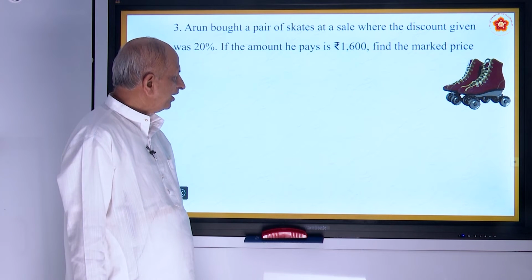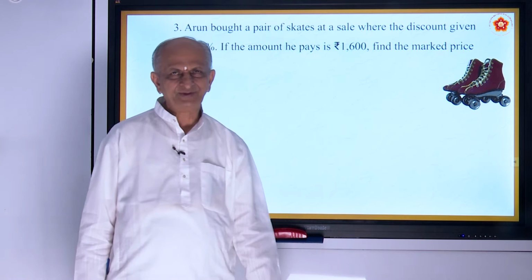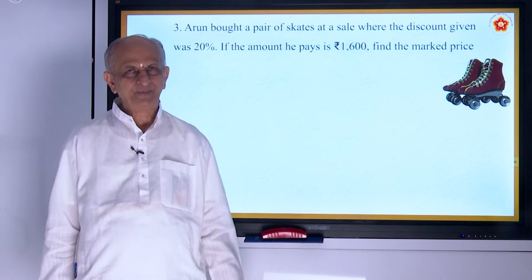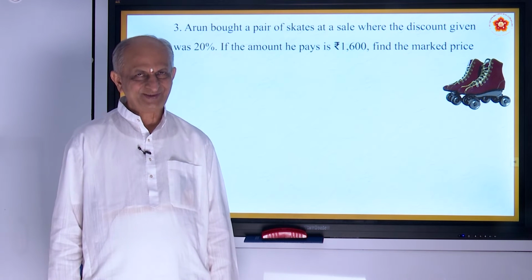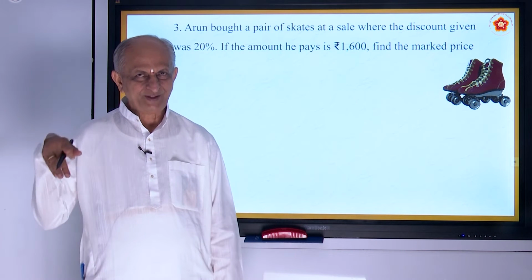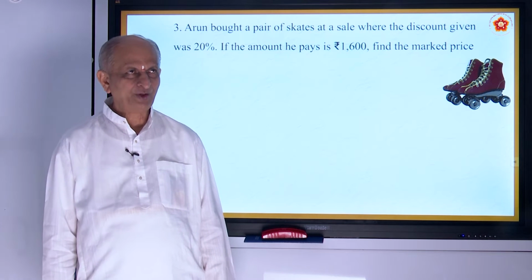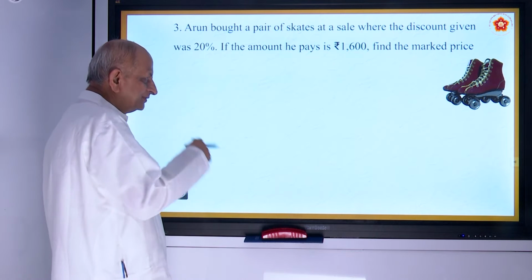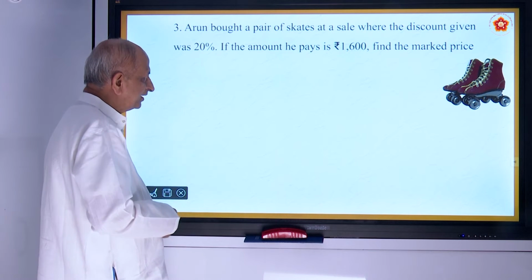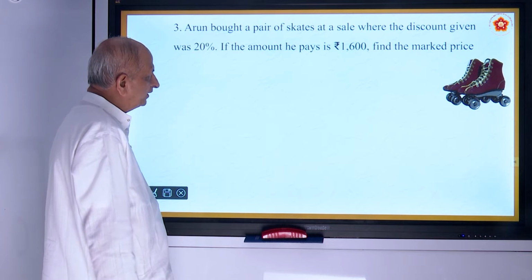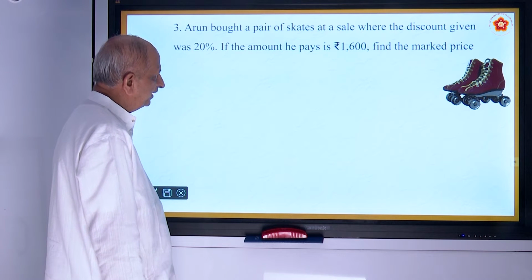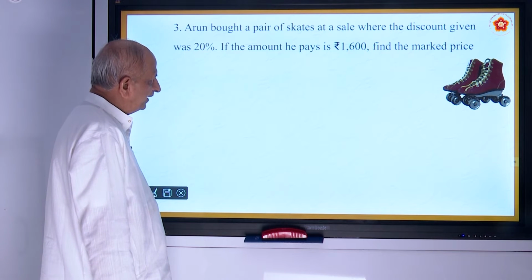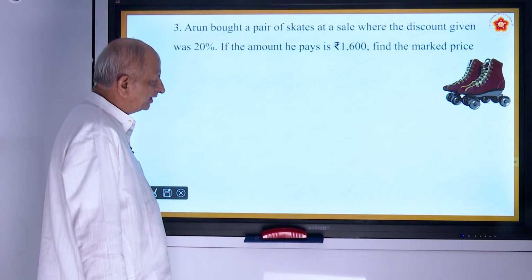Arun bought a pair of skates. You have heard about skates? They have wheels. You have to move in balance. How many know skating? There are also ice skates. They move on ice in cold regions like Kashmir and Ireland and in Siberia and other places. So, here he bought a pair of ice skates, the discount given was 20%. If he pays rupees 1600, find the market price.